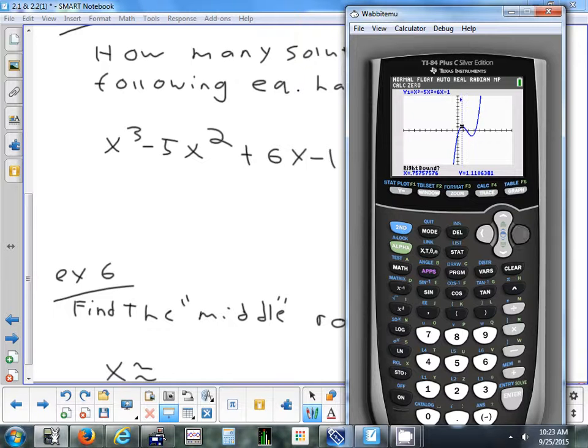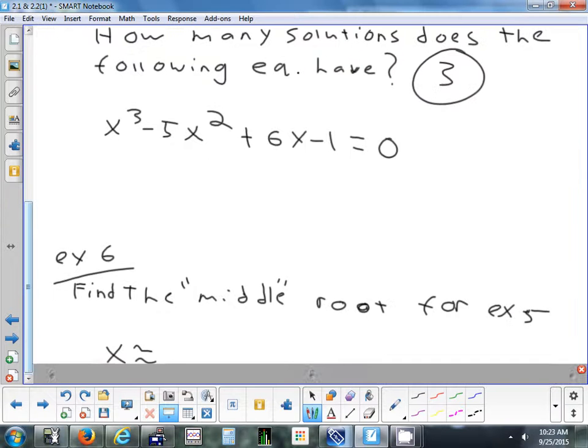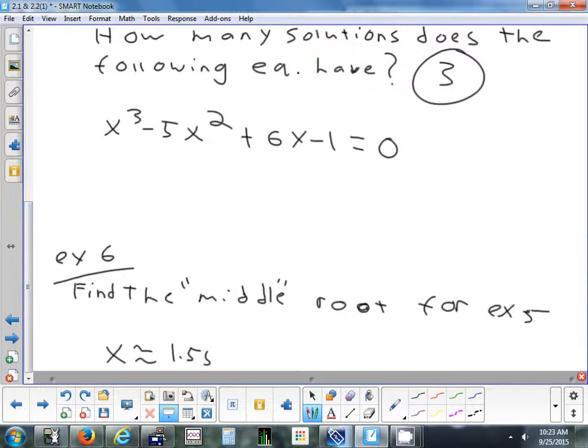So pick a point to the left, pick a point right, and do your guess. Okay, so it's about 1.555 if we round. So that's basically the idea of how you can find roots on the calculator. Keep in mind that sometimes you've got to change the window a little bit, especially if something goes off the screen, to make sure you're not missing a root.